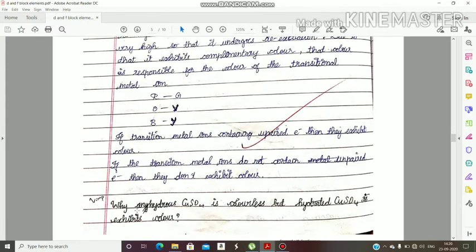First question: why is anhydrous CuSO4 colorless but hydrated CuSO4 exhibits color? See, anhydrous CuSO4 means copper sulfate having no water. Hydrated CuSO4 means copper sulfate having water. I will repeat once again. Anhydrous CuSO4 means copper sulfate having no water. Hydrated CuSO4 means copper sulfate having water. So, what is the meaning of the question? Why is anhydrous copper sulfate colorless and hydrated copper sulfate colored? That is the meaning of the question.